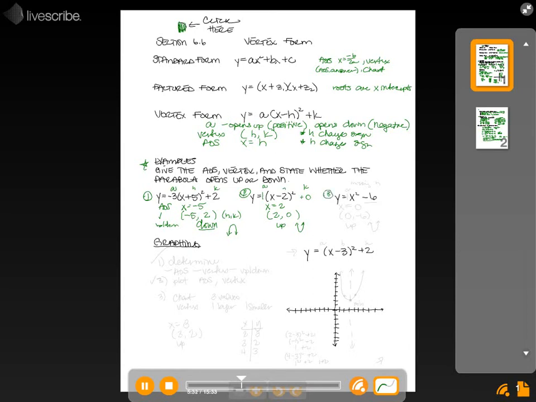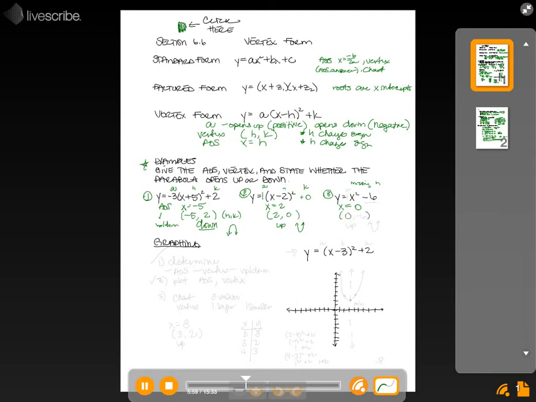The last one here, example 3, we've got y equals x squared minus 6. This one's missing something also. Notice there are no parentheses. If there's no parentheses, that means it's missing h. Just like if it's missing k, h is going to be 0. So for our axis of symmetry, x equals 0. You don't have to change the sign of 0 because 0 is 0 whether it's positive or negative.